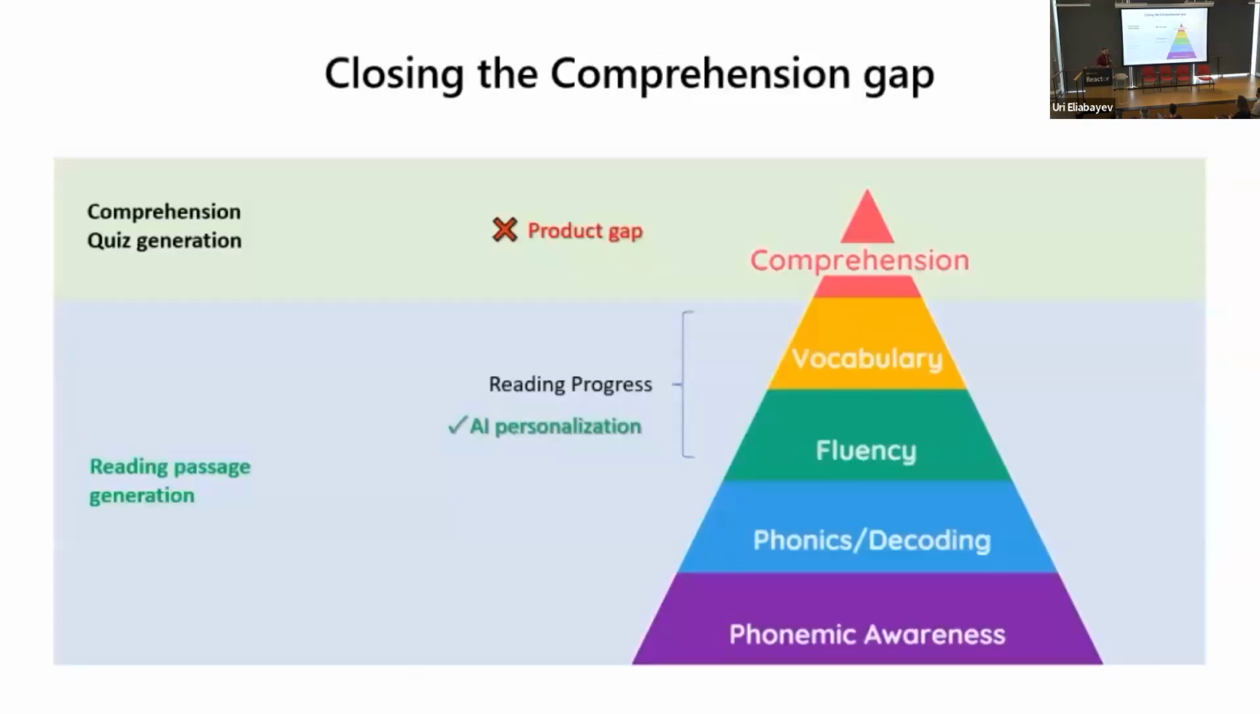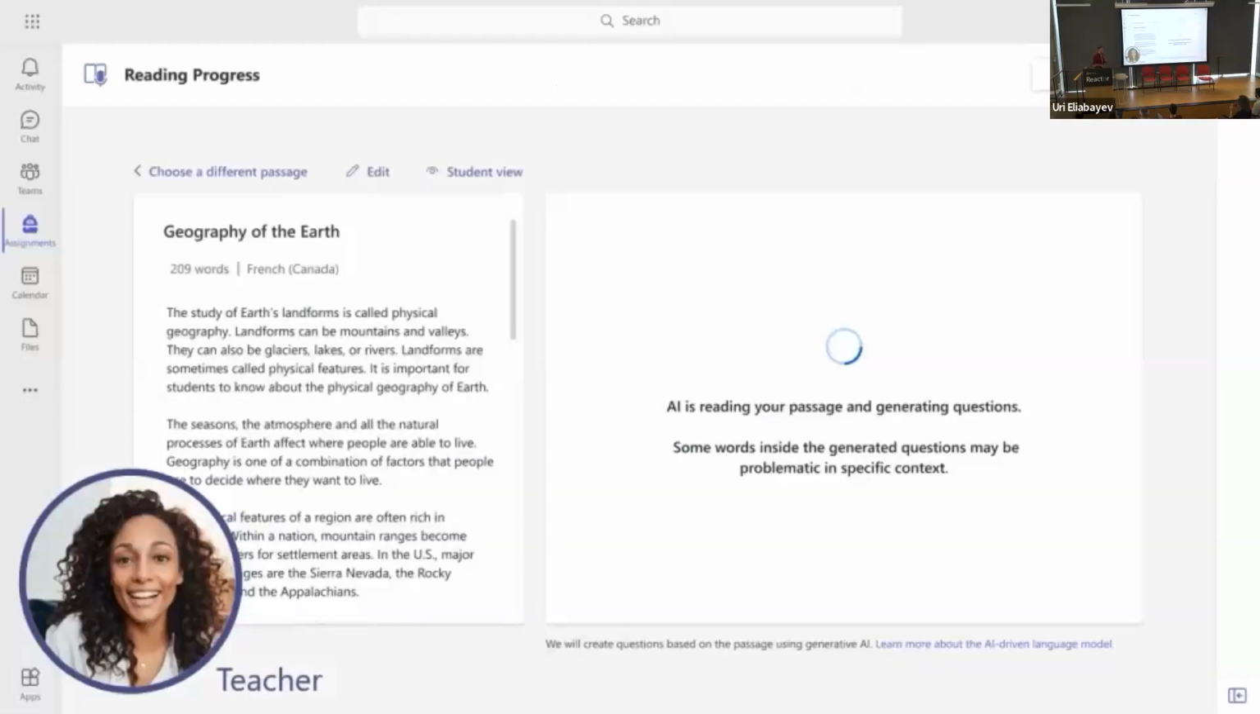Okay, so we've covered AI personalization for reading progress. I've shown you some examples of the type of things that we're using internally to make things grade appropriate. And now I want to highlight the second product gap that we're closing with comprehension quiz generation. To bridge this gap, we're releasing support for automatically generated comprehension questions and answers, along with automatic grading and monitoring of student results.